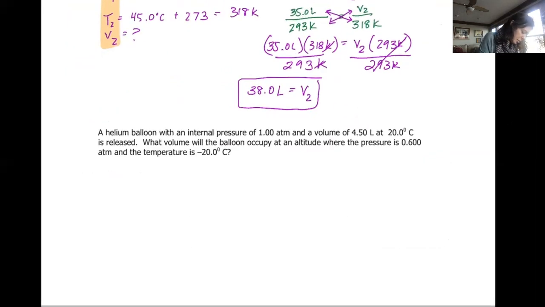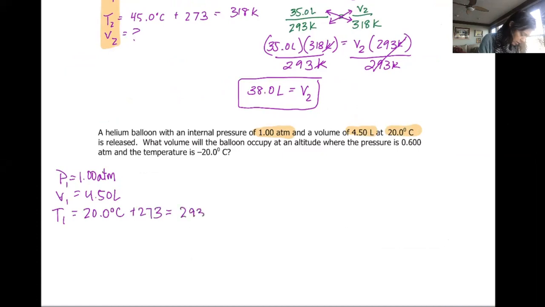Okay, we've got a helium balloon at a pressure of 1 atmosphere. P1 equals 1.00 atmospheres. A volume of 4.50 liters, so V1 equals 4.50 liters. T1 equals 20 degrees Celsius. Add 273, right? Just go ahead and get your kelvins so you don't forget. All right, it's released. What volume?